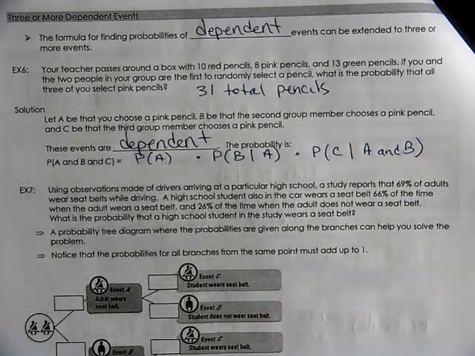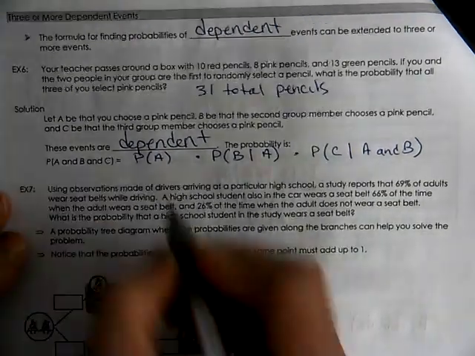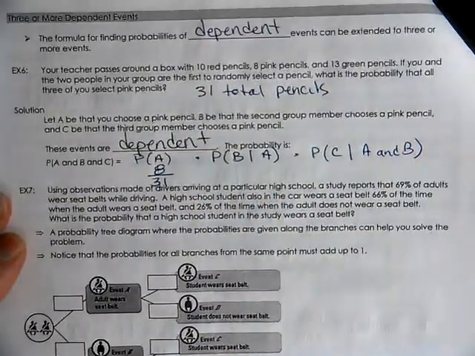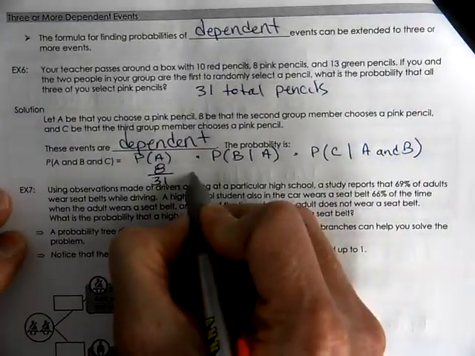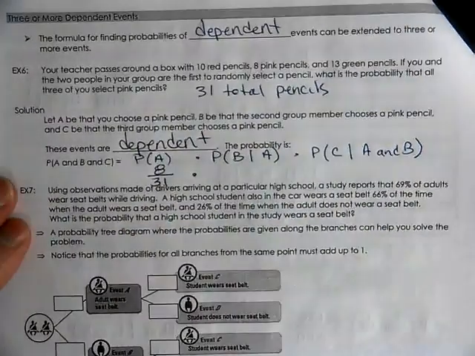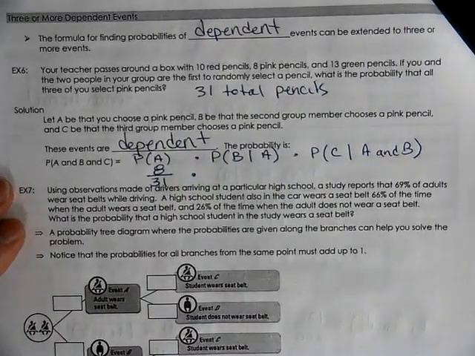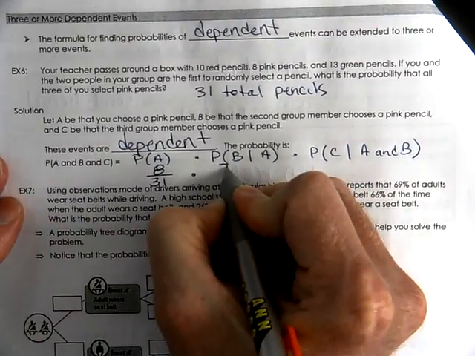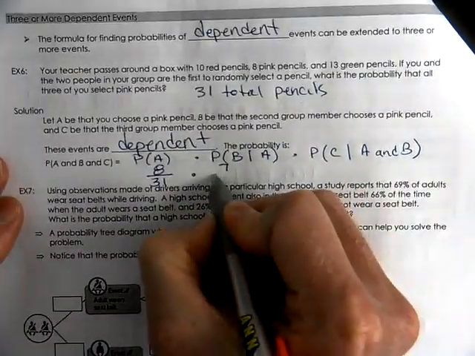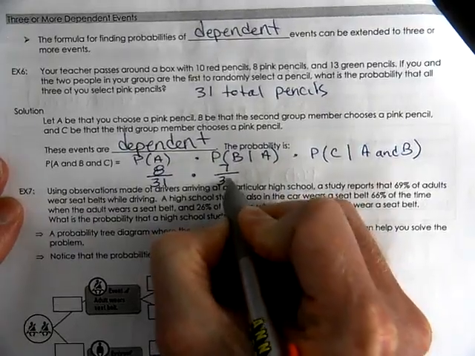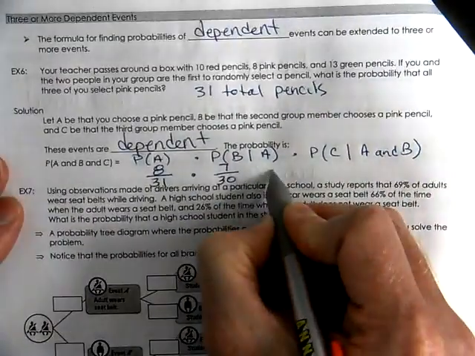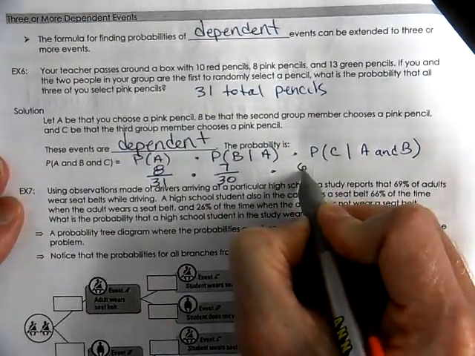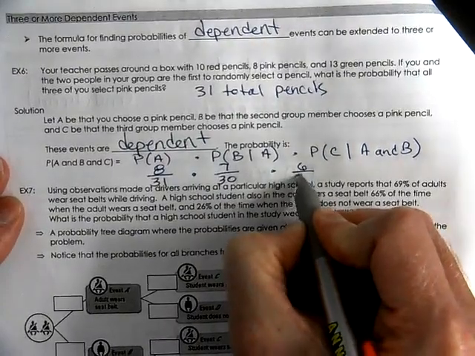We're going to have A happen. So we want a pink pencil. There are 8 pencils that are pink out of 31 total. If that person picks a pink pencil, how many pink pencils are there available now? There are now 7 pink pencils available out of 30 total pencils. And then if both of those happen, there would only be 6 pink pencils left out of 29.